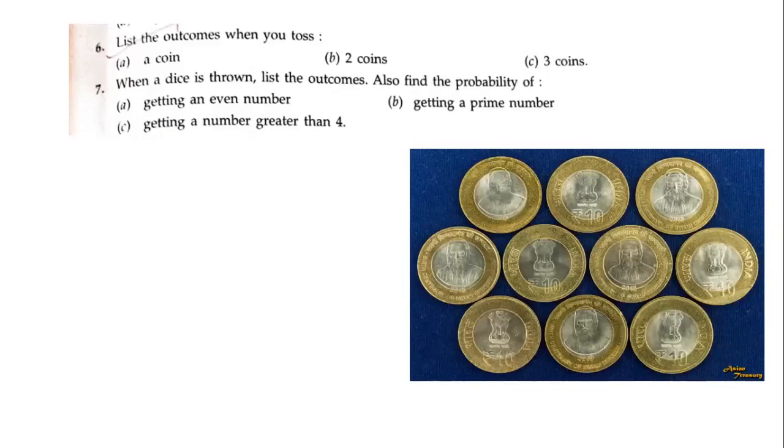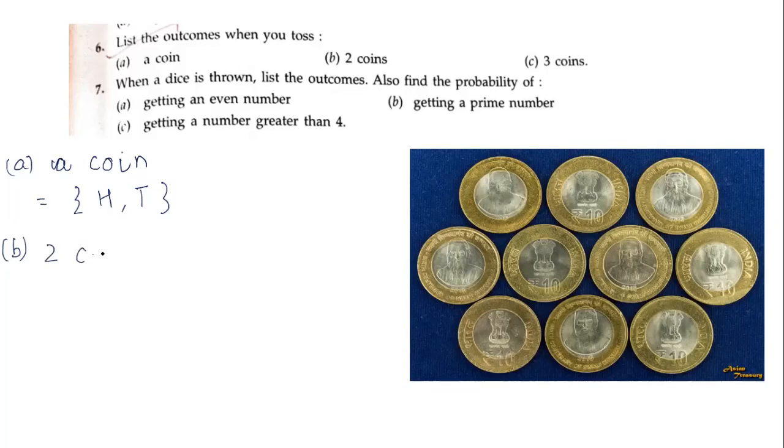List the outcomes when you toss a coin. अब अगर आप एक कॉइन को टॉस करेंगे, तो आपके पास क्या क्या आउटकम्स आ सकते हैं? You will get a head and a tail, yes or no? वेरी सिंपल। अगर हम एक कॉइन को टॉस करेंगे तो हमारे पास या हेड आएगा या टेल आएगा। So we will write like this. ये हम सैंपल स्पेस के लिए लिखते हैं। क्या क्या आ सकता है?